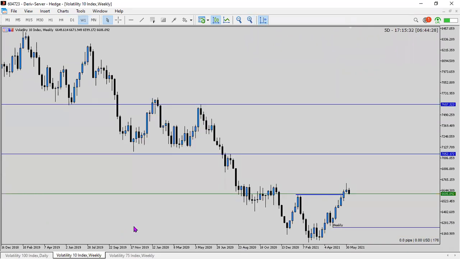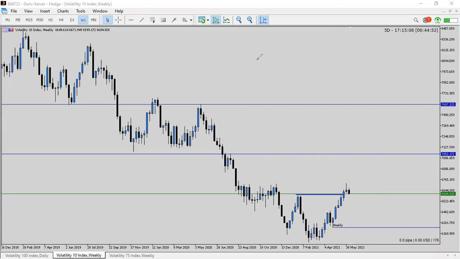Looking at the Volatility 10, we can clearly see breaking market structure coming off of this weekly low, also breaking this high here. But I would consider this as the breaking market structure because I'm looking at the swing points only, right? So if I look at the swing points, then this was the last swing high that created this swing low, right? And then price now broke market structure.